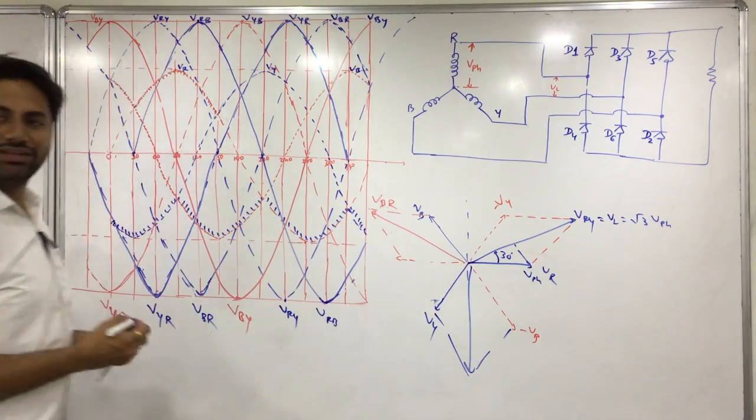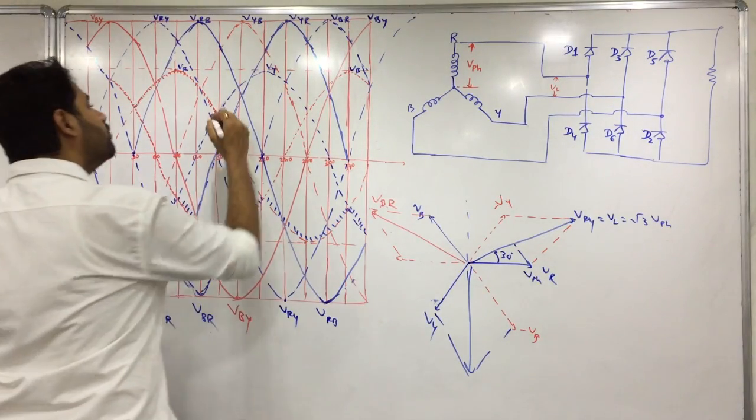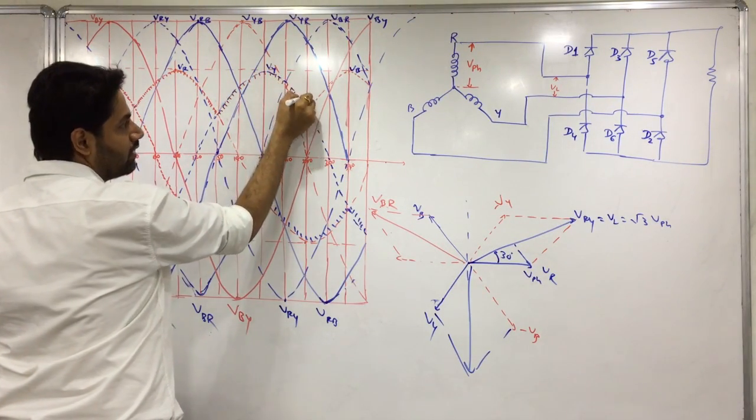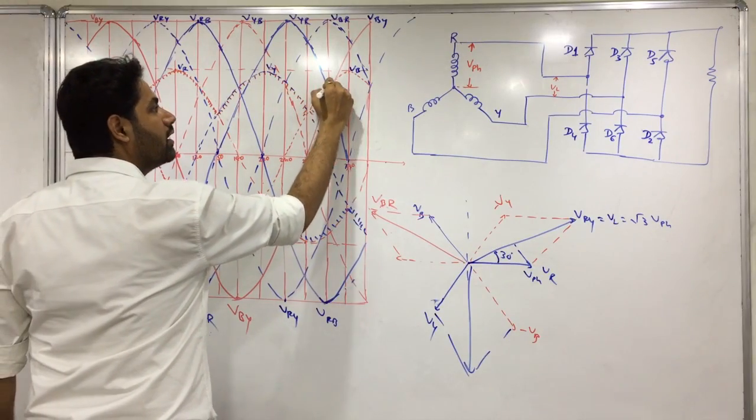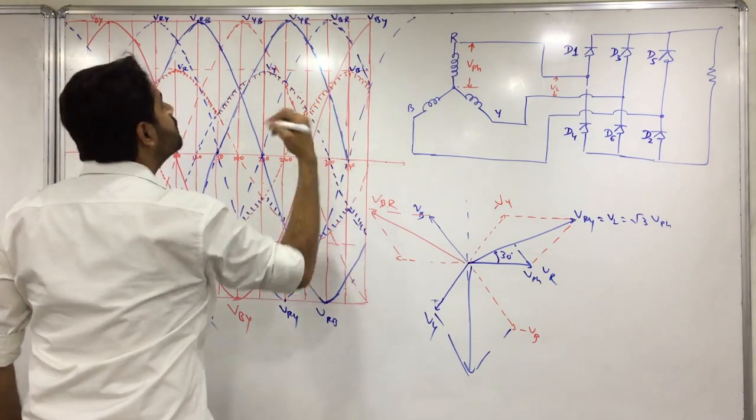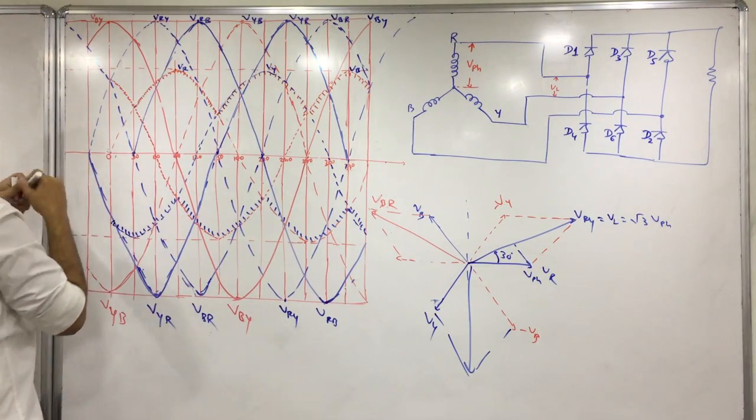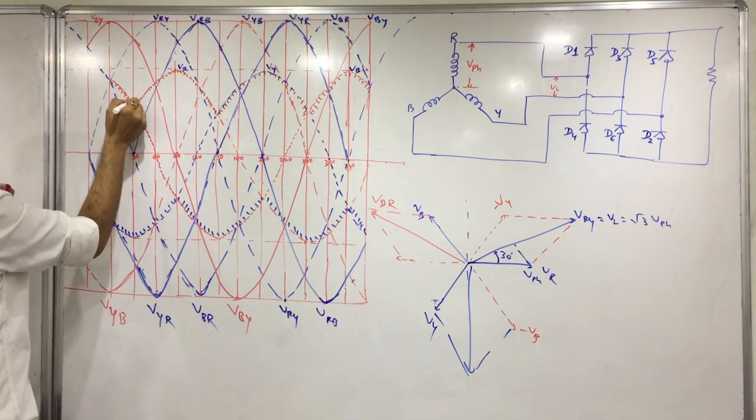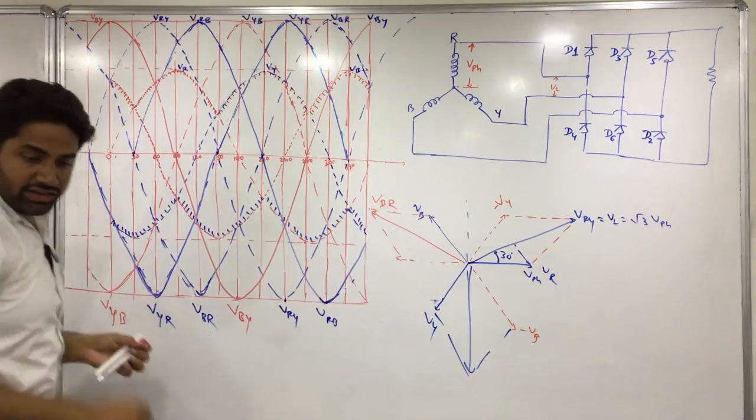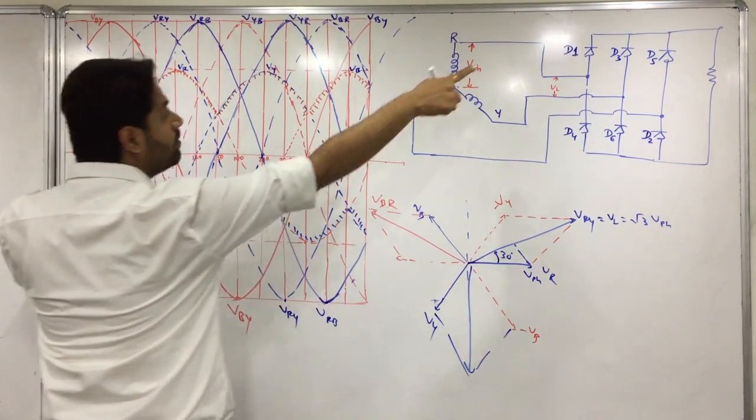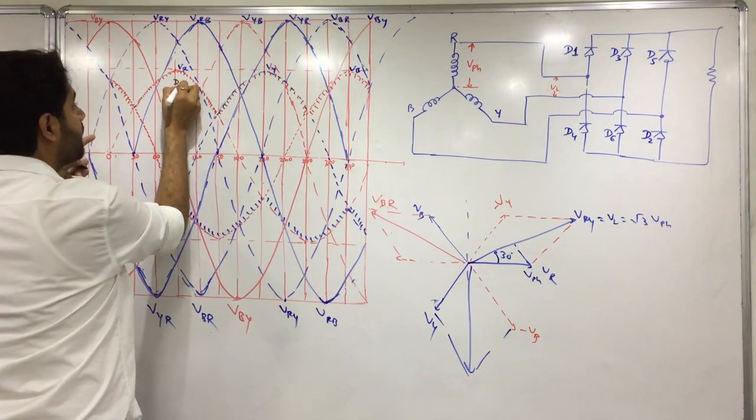This is the minimum voltage. What is my maximum voltage? This is my maximum voltage. So from here till here, this is also maximum voltage. When voltage is maximum over here, which one will conduct? When VR is maximum, D1 will conduct. So this is for D1.